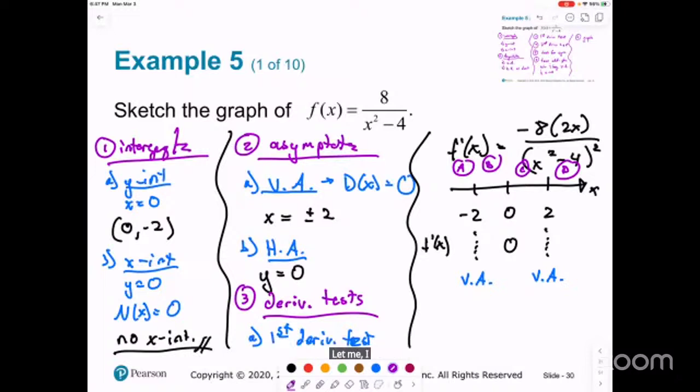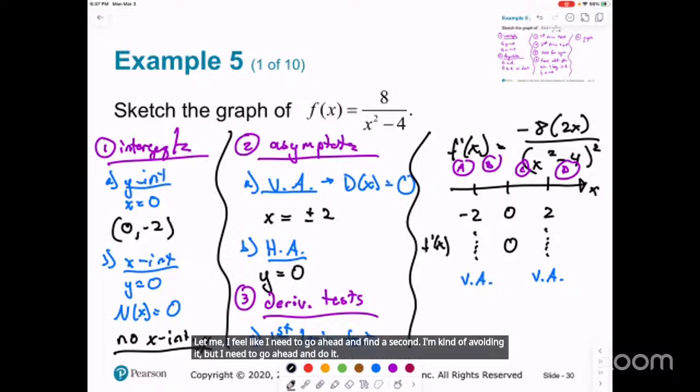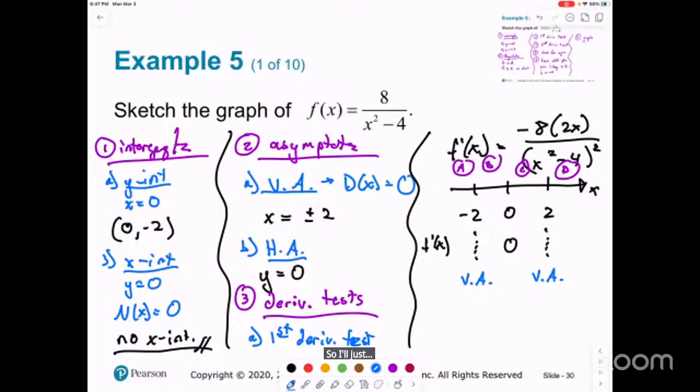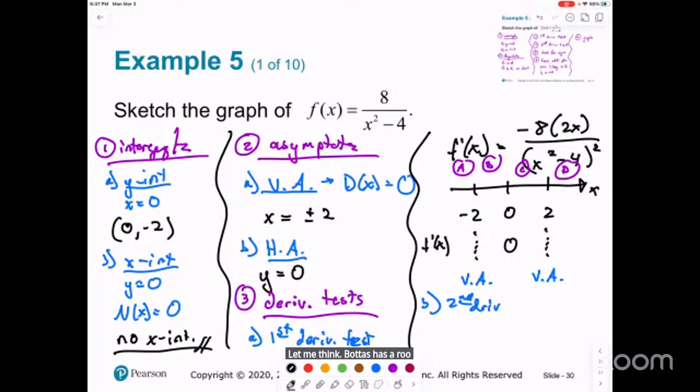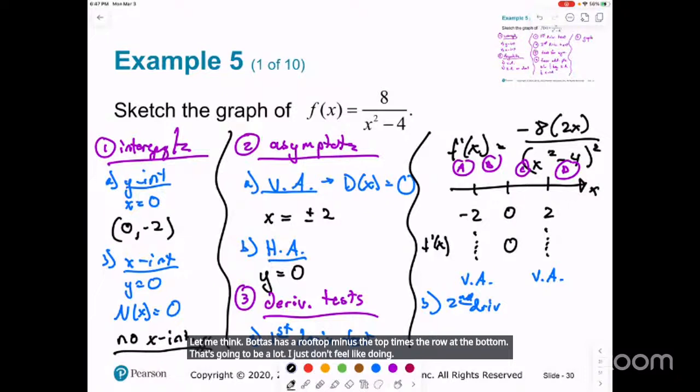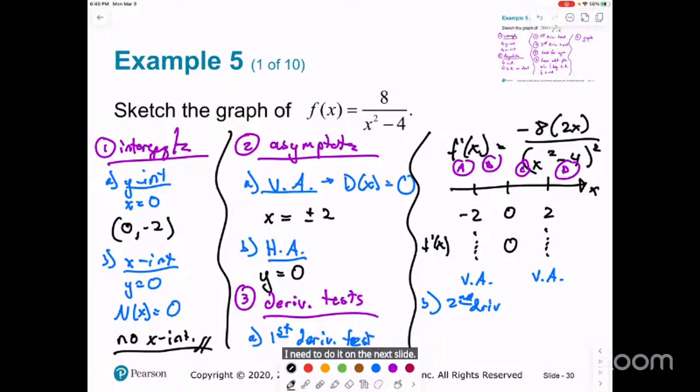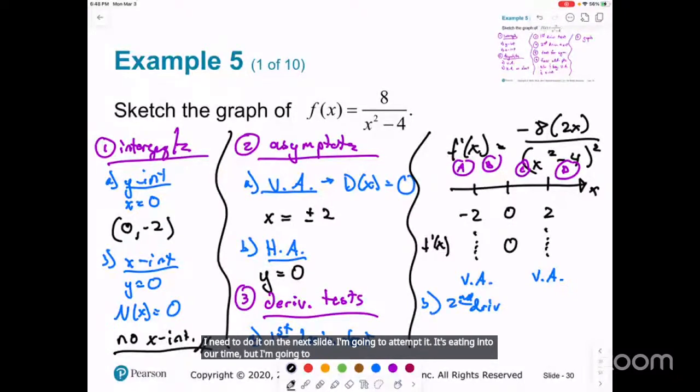I feel like I need to go ahead and find the second derivative. I'm kind of avoiding it, but I need to go ahead and do it. So I'll just go ahead and start it here. Second derivative. All right. So the bottom times the derivative of the top. I think I might skip it. I just don't feel like doing it. We can do it, and we'll come back to it. Let me think. Bottom times the derivative of the top minus the top times the derivative of the bottom. That's going to be a lot that I just don't feel like doing. I need to do it on the next slide. I'm going to attempt it. It's eating into our time, but I'm going to attempt it on the next slide.